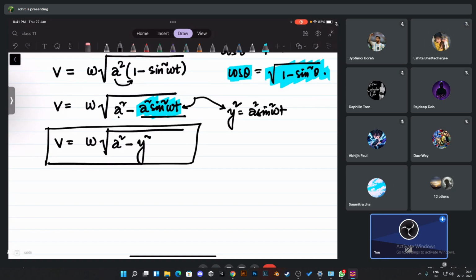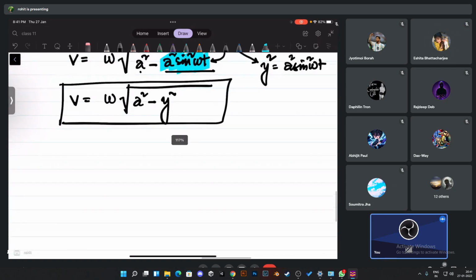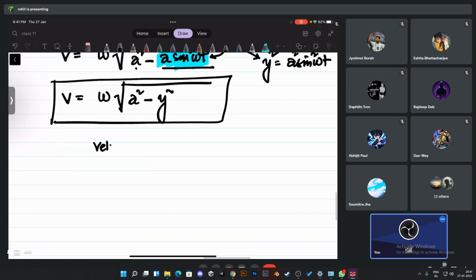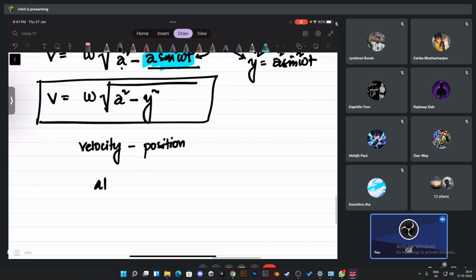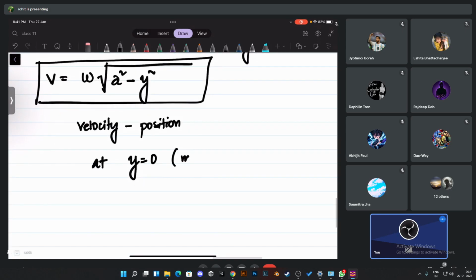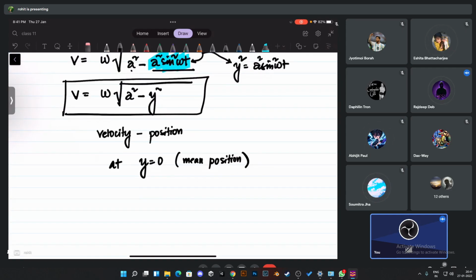Look at the formula. Tell me what is this now? Is it a position-time relation, velocity-time relation, or velocity-position relation? Velocity-position relation. Okay, let's apply it. Suppose I come and tell you at position y equals 0, tell me, where are you? Mean position, right? Yes or no? Yes, sir. What will this formula give me?